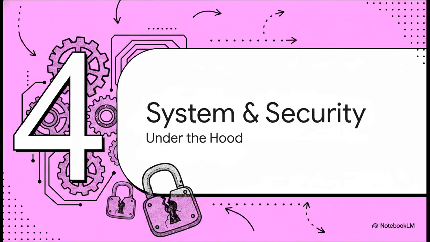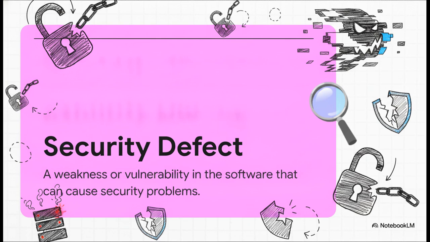Let's keep moving. Section 4, system and security defects. We're shifting focus here from the surface level straight under the hood. Now, this is one we absolutely have to take seriously. A security defect occurs when there's a weakness or a vulnerability in the software that can cause security problems. We're not just talking about an annoying crash anymore. This is a flaw that could potentially leave the software and all your sensitive data inside it totally exposed. It's a critical gap in the expected versus actual safety of the program.